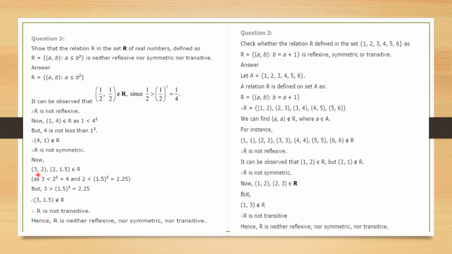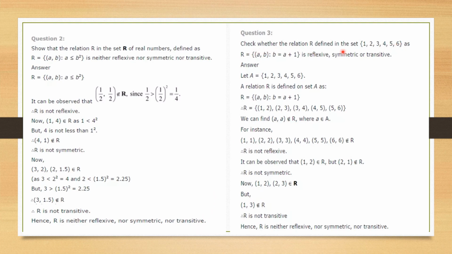For transitivity, let us consider the pair 3, 2 and 2, 1.5. Both belong to real numbers. As 3 is less than 2 square, that is 4, and 2 is less than 1.5 square, that is 2.25. But 3 and 1.5 are not related in the same manner, as 3 is greater than 1.5 square, 2.25. The condition that xy, yz belongs to R implies xz belongs to R is not justified here, so R is not transitive. Hence R is neither reflexive nor symmetric nor transitive.